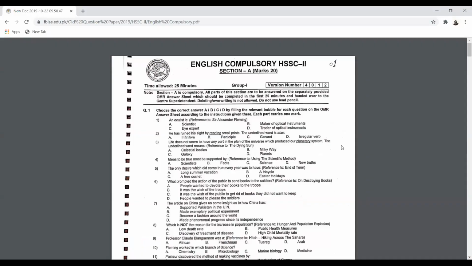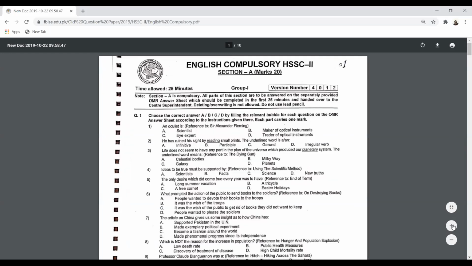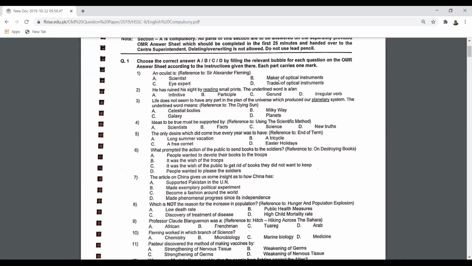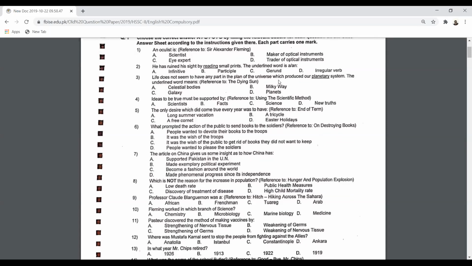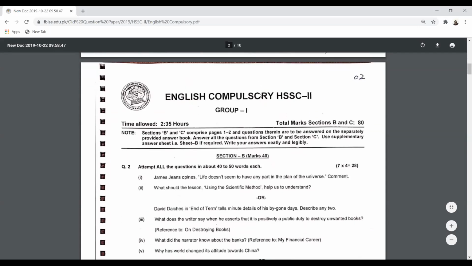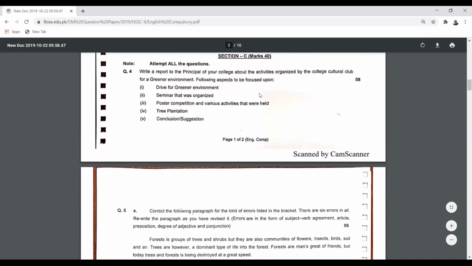Now here, dear students, you can see this is our question paper of HSSC 2. So here we have what kind of questions we have, and we will discuss what the things are there. Now question number 1, as I told you earlier in lecture number 1, that we have time allowed 25 minutes for section A, and we have 20 marks of section A. 20 MCQs will be there. We will discuss what kind of MCQs will be there. Few will be from your book, like reference Alexander Fleming is written, or from the previous old questions, and then we will discuss what kind of question will be there here.